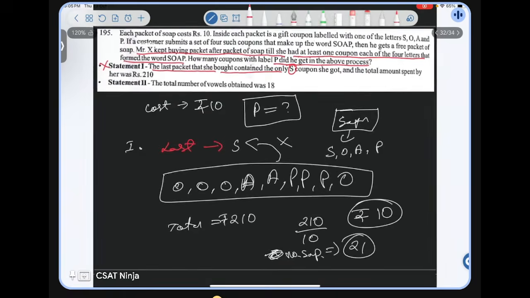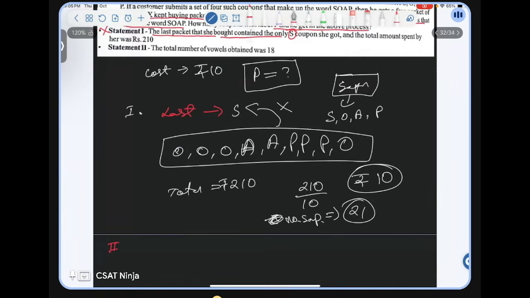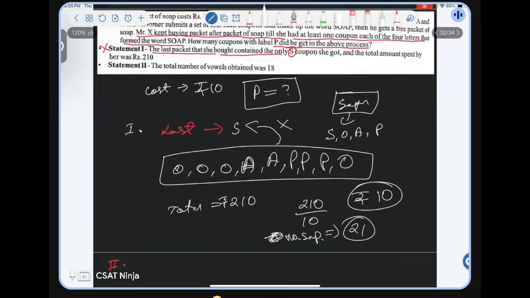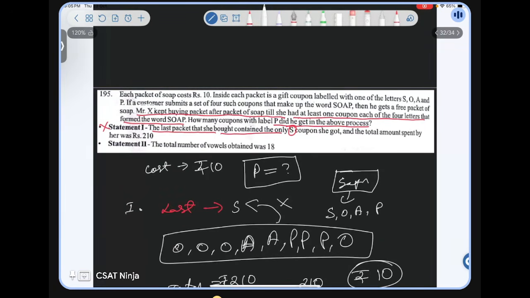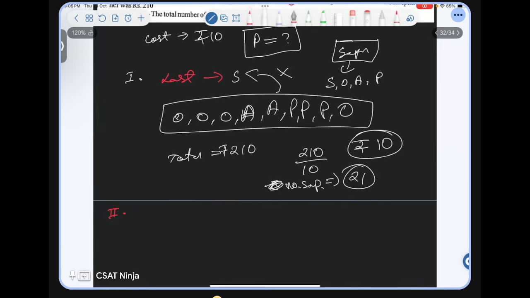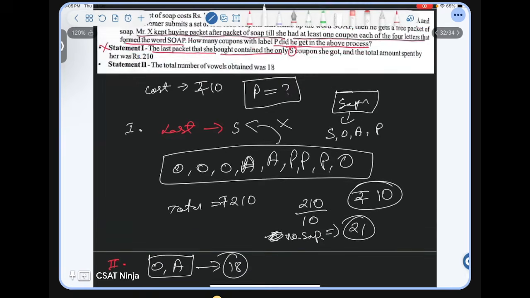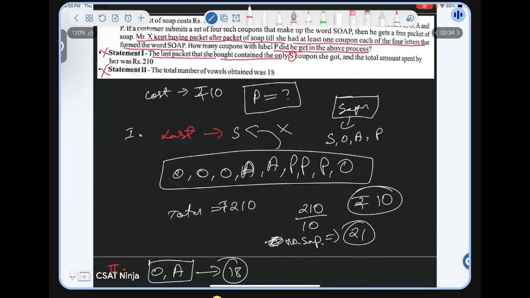Let's go to statement number 2. Statement number 2 says the total number of vowels obtained was 18. So O and A together make 18, because we just have 2 vowels there. So even statement 2 alone is not sufficient. If 1 is not sufficient and 2 is not sufficient, then we'll have to combine and check.